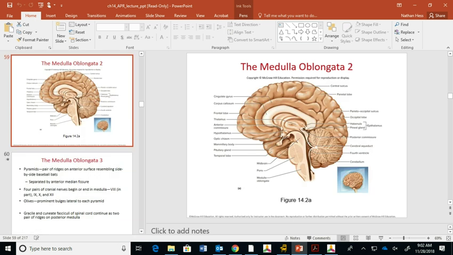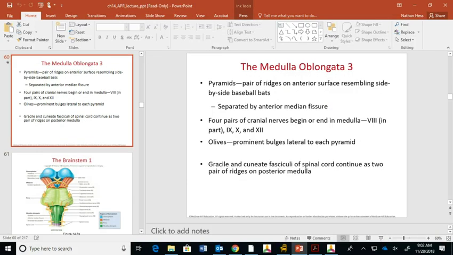So if we're looking here at the picture, this right here at the very bottom, that is the medulla oblongata. You see kind of the bulginess of it, right? Versus below that would just be the spinal cord. Some pieces on the medulla oblongata: it's got these things called the pyramids, which are a pair of ridges that run side by side on it.